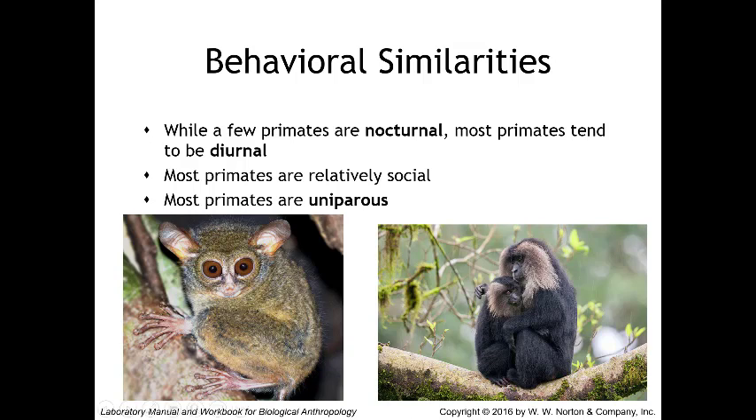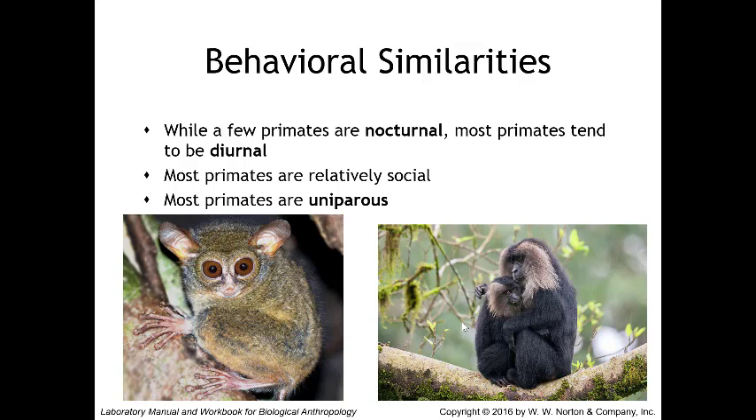This is a special kind of tarsier. It's one of the smallest primates in the world. And on the right here, we have a lion-tailed macaque of India's Western Ghats. It's one of the primate species that is close to extinction. Right. So in addition to these behavioral similarities, the nocturnal versus diurnal, social, uniparous, terrestrial versus arboreal, right?